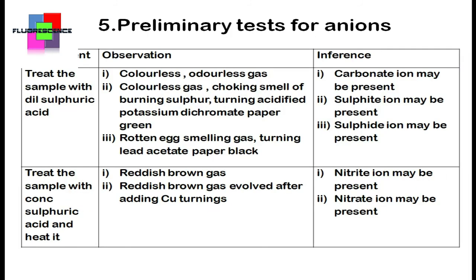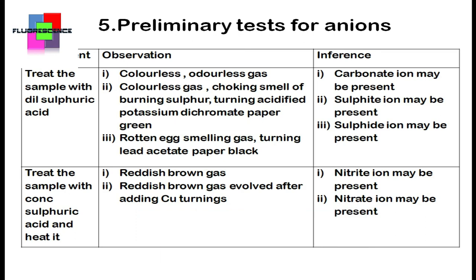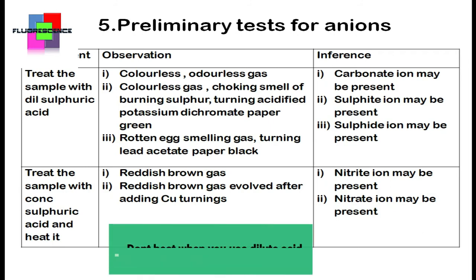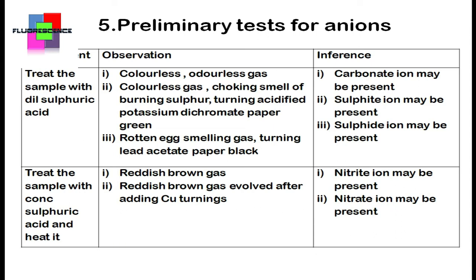Moving to pre-lead test for anions. Remember, these are the pre-lead tests, these are not the confirmatory tests. So you will take the dry sample and you will add dilute sulfuric acid to it. If you get a colorless, odorless gas, it indicates the presence of carbonate ion. Remember, carbonate ion may be present, but it's not a confirmatory one. You have to pass the gas through lime water, then only you will be confirming it.